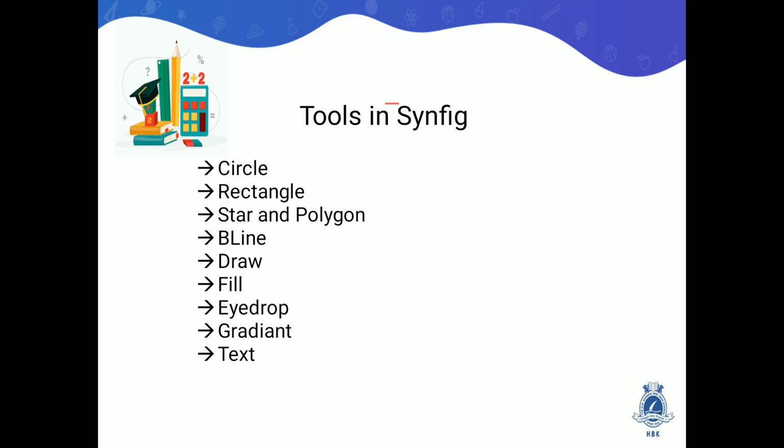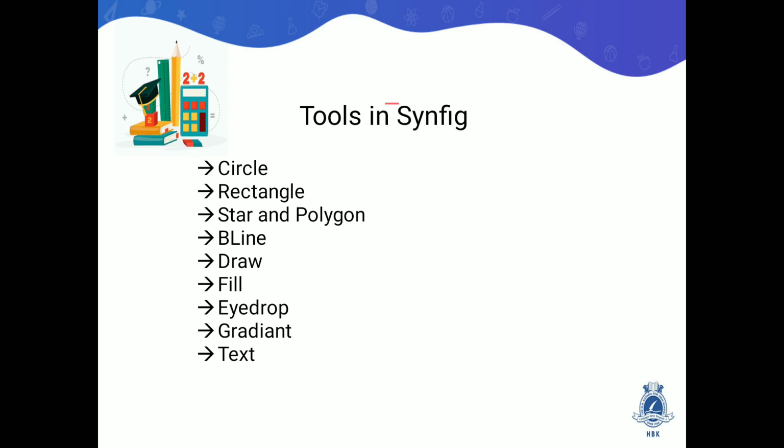Then we have a draw tool. The draw tool is similar to the pencil tool we use in Paint or other drawing software. The draw tool is used for freehand drawing, like with a pencil. Then we have a fill tool. If you want to fill colors, or fill an object with multiple colors, at that time we have to use the fill tool.